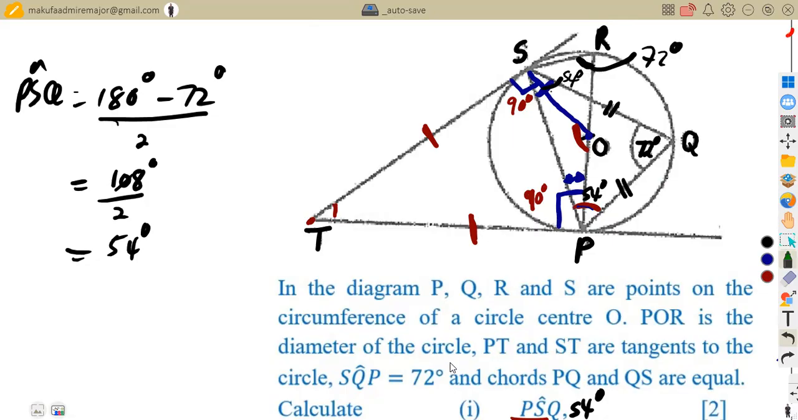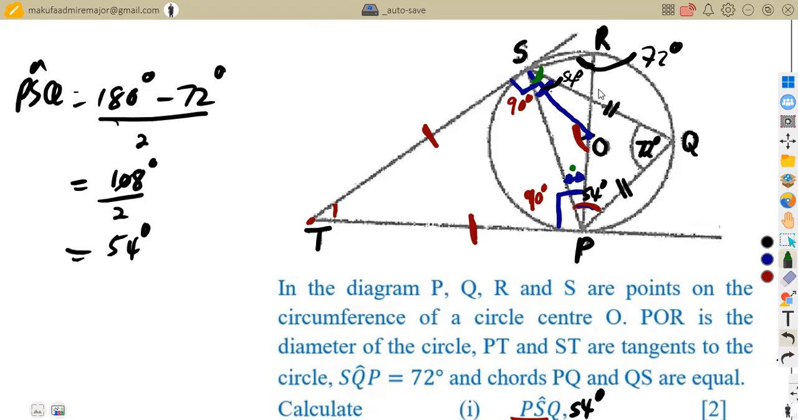This one is a diameter, okay? Having this diameter RP, it's creating an angle of 90 degrees here at S. It's creating an angle of 90 degrees. So if it is creating an angle of 90 degrees here, it means we are going to subtract this 72 that we said it is equal to this angle, and this 90 from 180, we remain with this angle that we want.